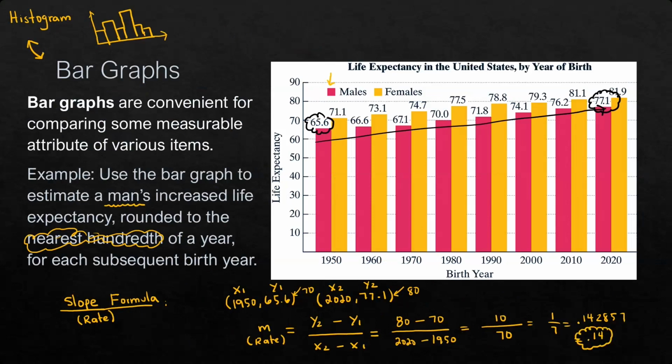All right, so in conclusion, it seems like the life expectancy of a man is increasing at about 0.14 per year. Again, let me say this in conclusion. Based on my computations, it seems like a man's life expectancy is increasing by 0.14 per year. All right. I think I'm going to leave this example alone.